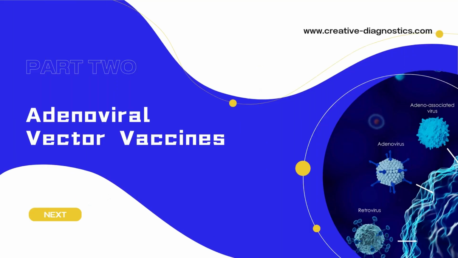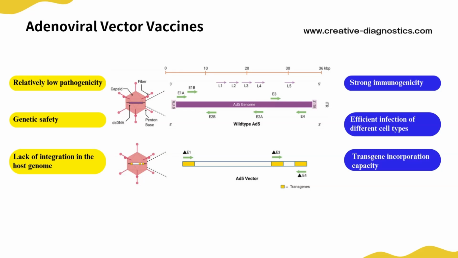their encoded transgenes. Adenoviruses are a diverse family of DNA viruses capable of infecting respiratory, ocular, and gastrointestinal epithelial tissues in hosts, with linear double-stranded genomes ranging from 26 to 45 kb. Several adenoviral vectors serve as vaccine delivery systems due to advantages such as relatively low pathogenicity, genetic safety, and lack of integration into host genomes. Their strong immunogenicity, broad cellular tropism, and high-capacity transgene incorporation further enhance their utility. Adenoviral vectors are classified as replication-competent or replication-deficient based on the presence or absence of the E1 region.